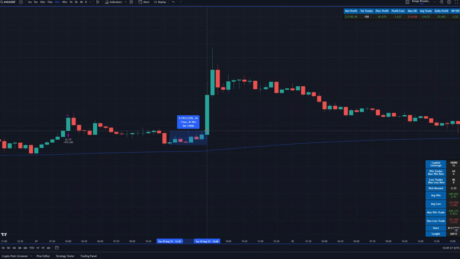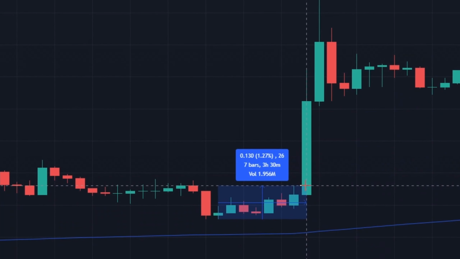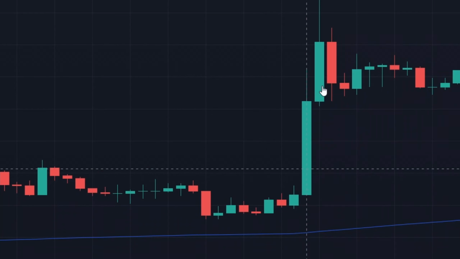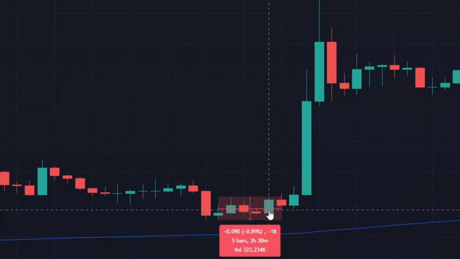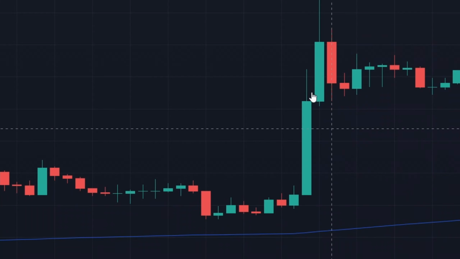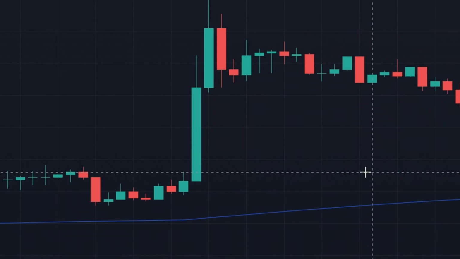We are not yet in a bull market, but just to give you an idea, 1.27% range and then the price skyrocketed like hell. Anyway, it's just an example to understand the logic of the strategy. It doesn't mean that you would have taken this trade, but you get the point about the logic.